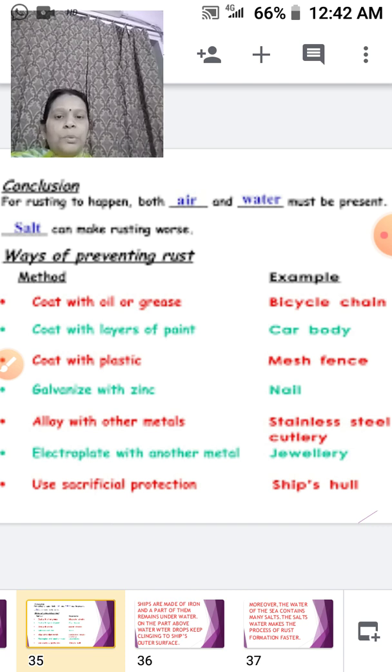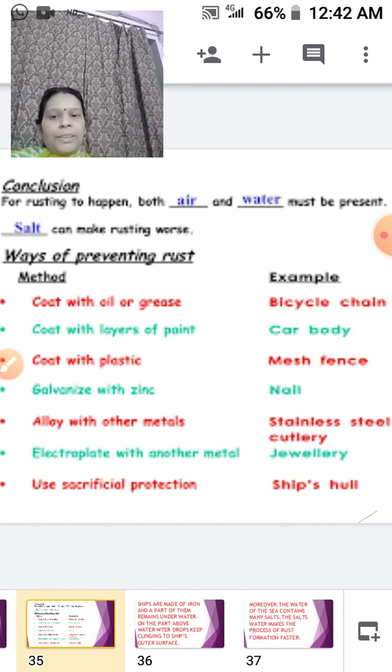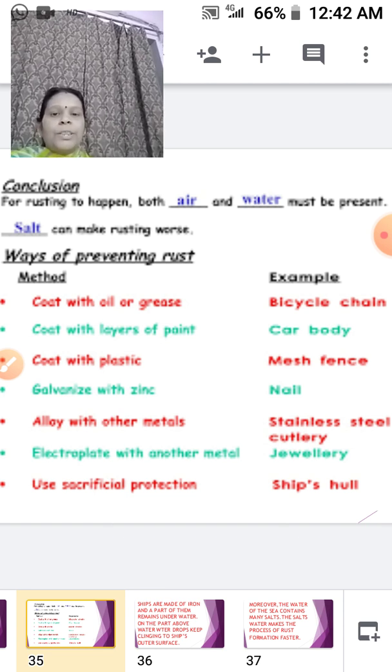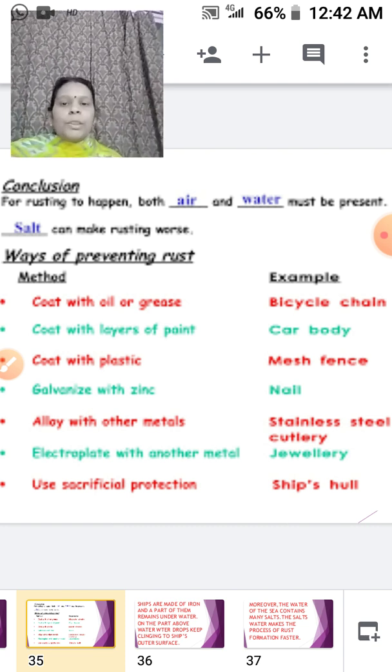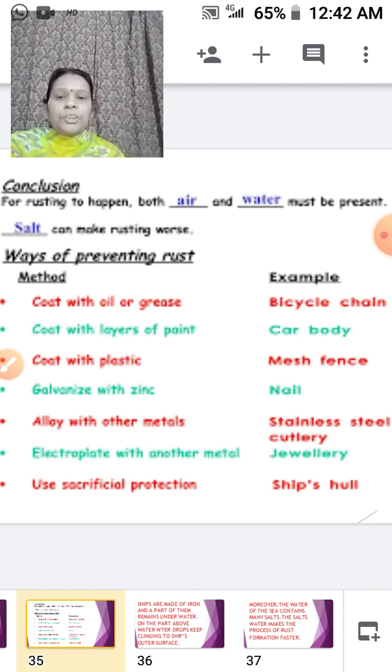Alloys which we use, so here one of the alloys, the most common one, is your stainless steel, which we use for making cutlery. Apart from that, the watches that we wear, here also we are using an alloy. Then comes the electroplating method, which is done in your jewelry. Then your use of sacrificial protection, which we do for the ships.